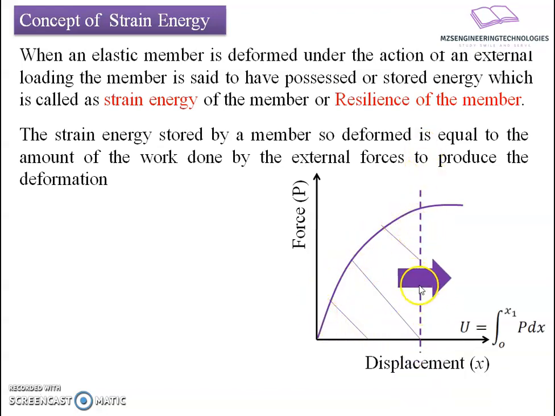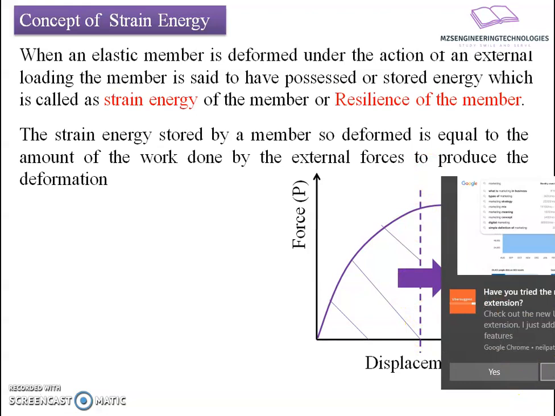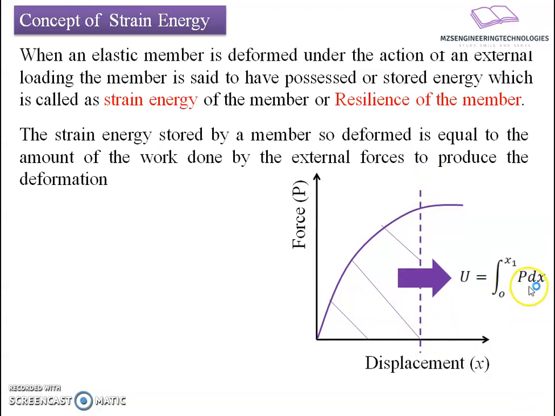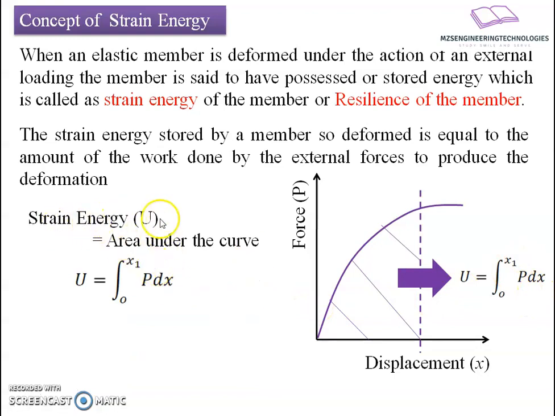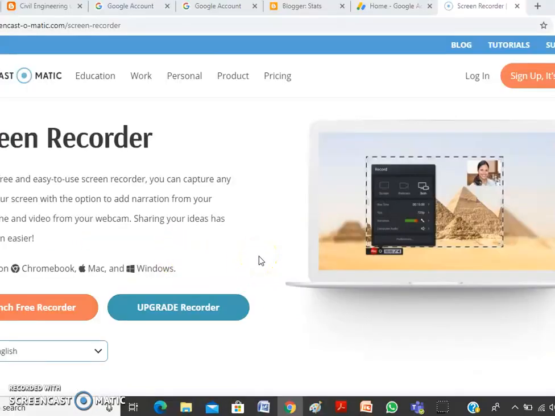We denote the strain energy by capital U, which is equal to the integration from 0 to x1 of P dx. The limits 0 to x1 define the extent of the area, and P dx defines the two coordinates here. P is the coordinate related to force, and dx is the incremental displacement, because x is the total displacement and I am going for a partial part. So the relation will be the integration from 0 to x1 of P dx. So strain energy capital U is equal to the area under the curve.